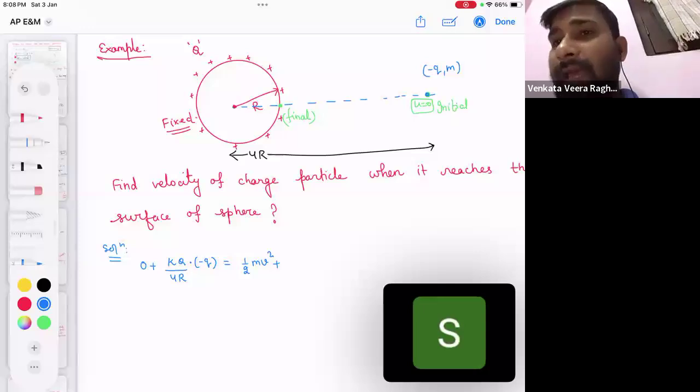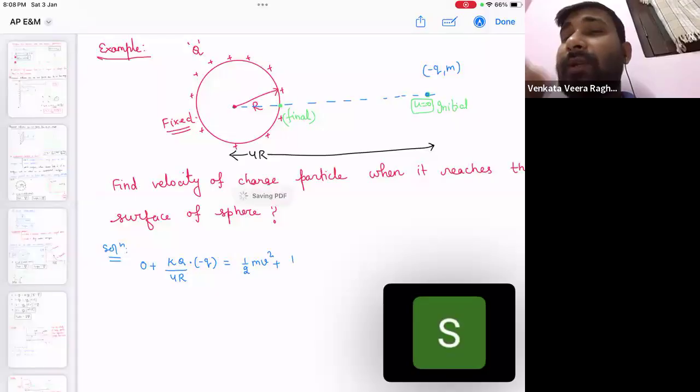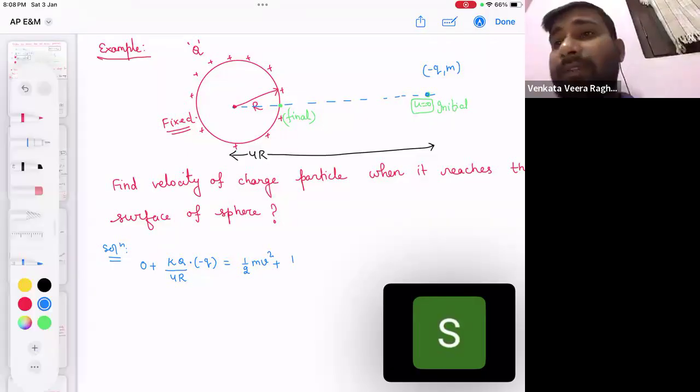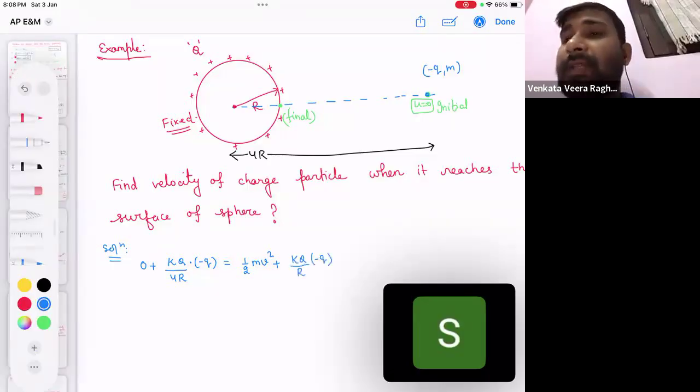Half mv square. And what is the potential energy now? So when it reaches the surface, what is the potential on the surface of a charged sphere? So potential on the surface of a charged sphere is kQ by r. Again, I will multiply by charge. That makes it potential energy.